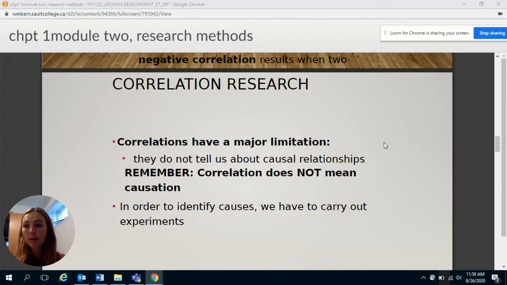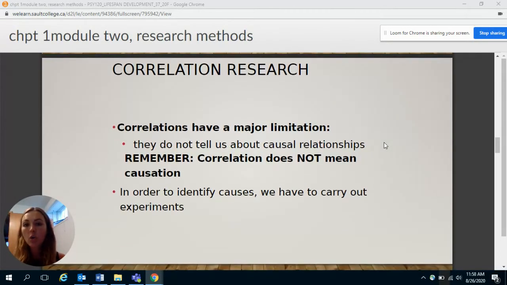So one thing to remember with correlation research is that correlations have limitations. So a correlation does not equal causation. So what that means is that you might be able to identify a relationship between two variables, but that doesn't necessarily mean that one variable causes the other variable. So for the example of time spent partying and grades, you might say that when somebody's grades go down, they party more to try to take their mind off of it, or partying more causes your grades to go down. You can't necessarily indicate which one causes the other.